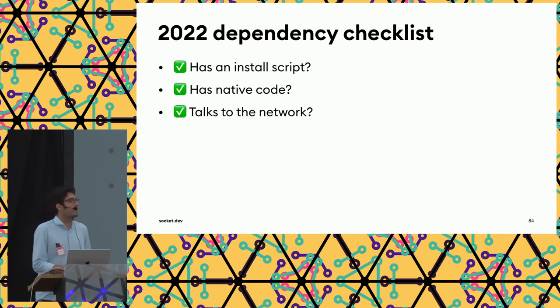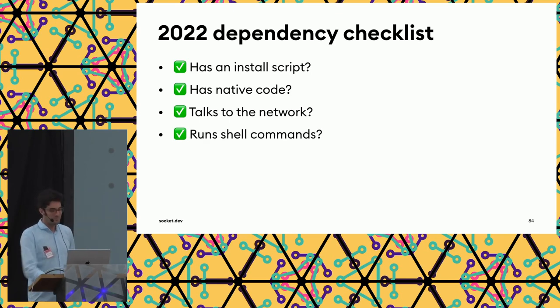Because if you're installing a date picker web component, that should not be making HTTP requests, right? That's a UI component. If you're installing something that should not be talking to the network, you should know if it is talking to the network. Does the package run shell commands?